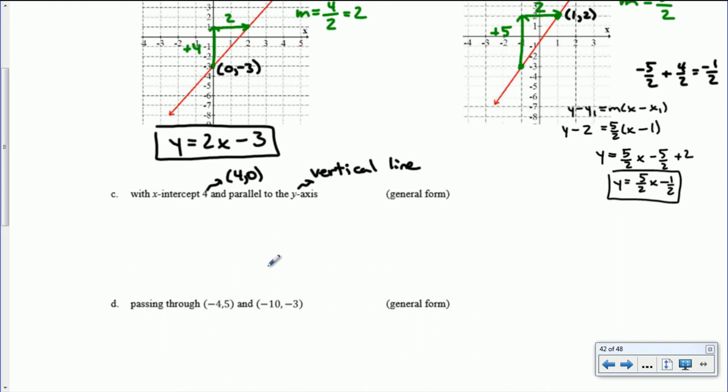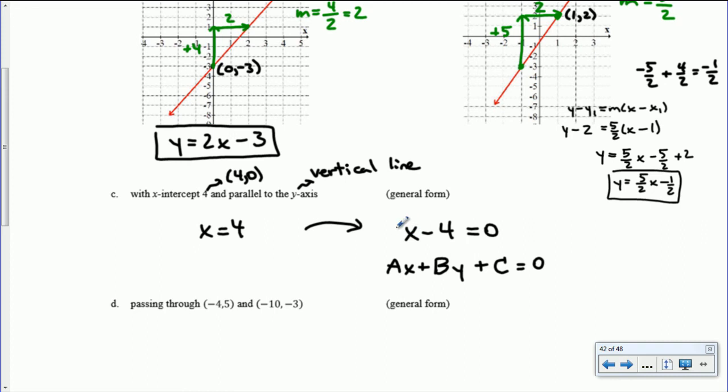And that's pretty straightforward, so it just needs to be x equals 4. And I guess if we're going to get it into general form, we should have x minus 4 equals 0. So that looks to be like that, right? So the coefficient on x is 1, the coefficient on y is 0, and C is -4. So that's it for that one.